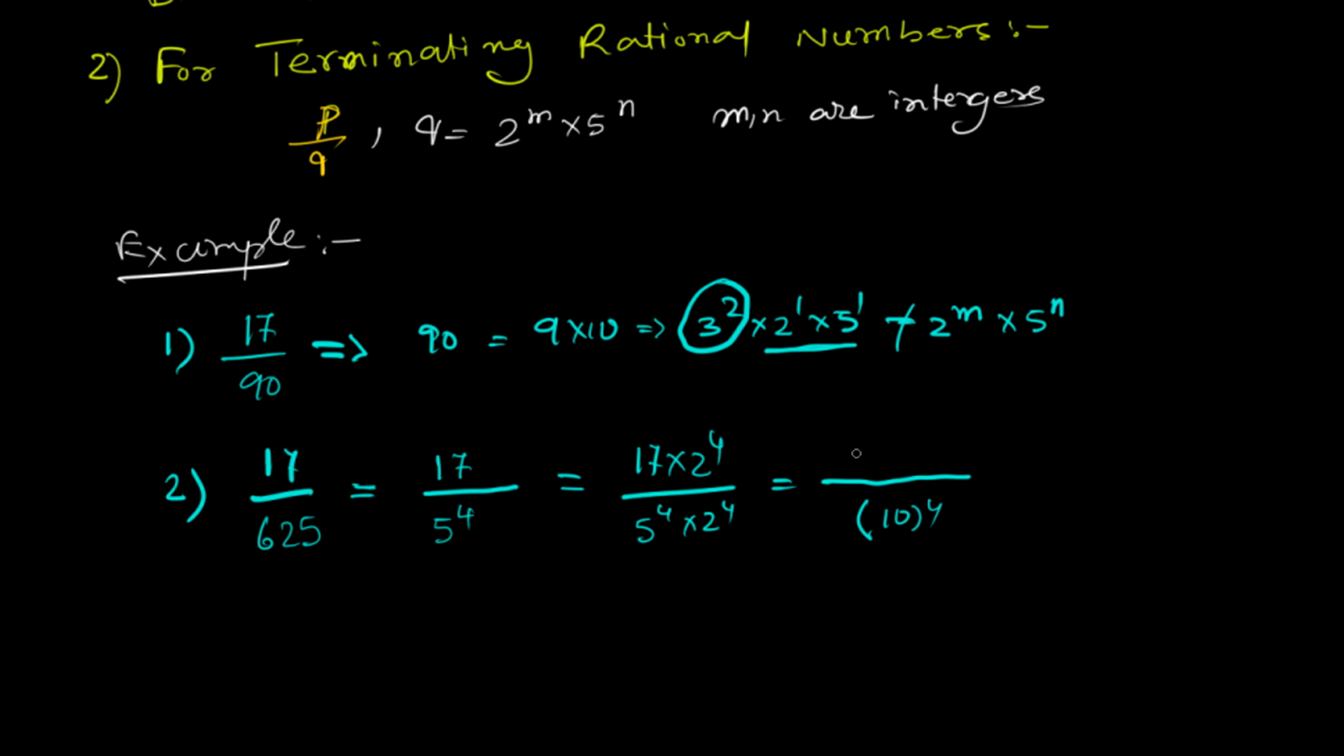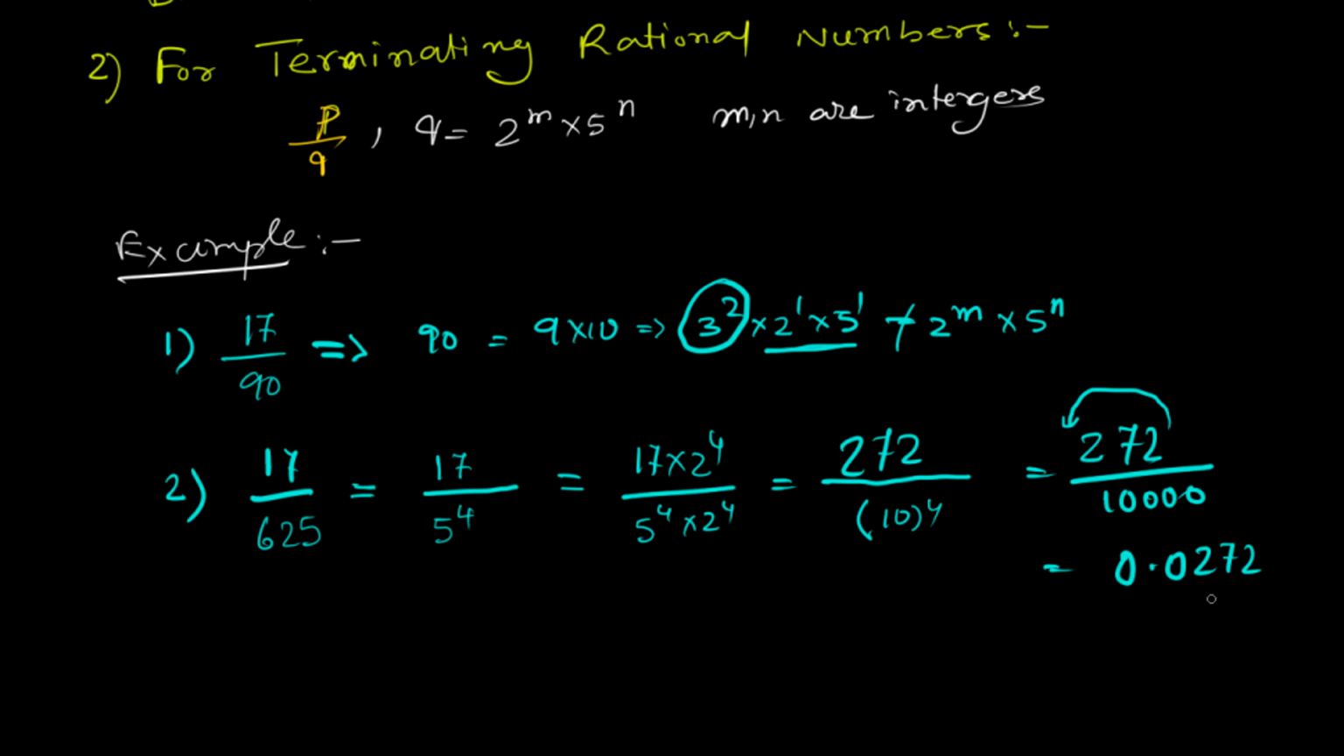So that means we have 272 divided by 10,000, which we can simply convert into decimal form. It will be 0.0272. We just bring the decimal to the left side, four decimal places, so 0.0272. So these are the two types of problems for terminating numbers.